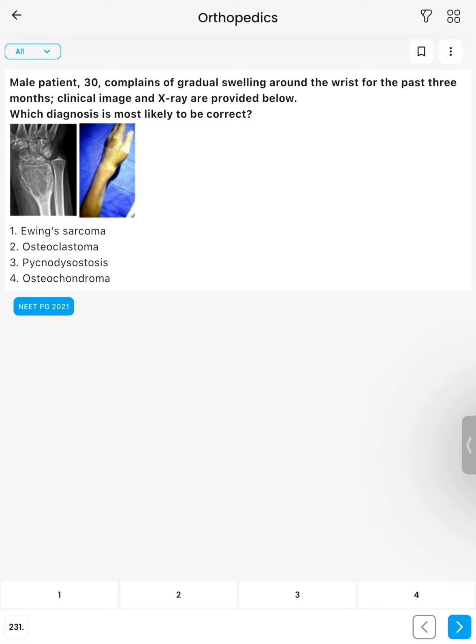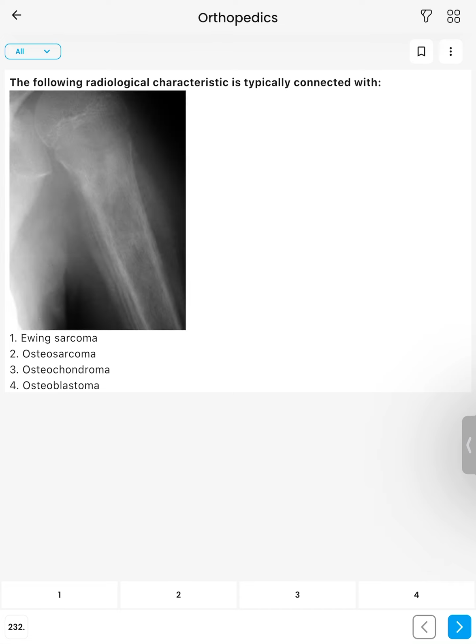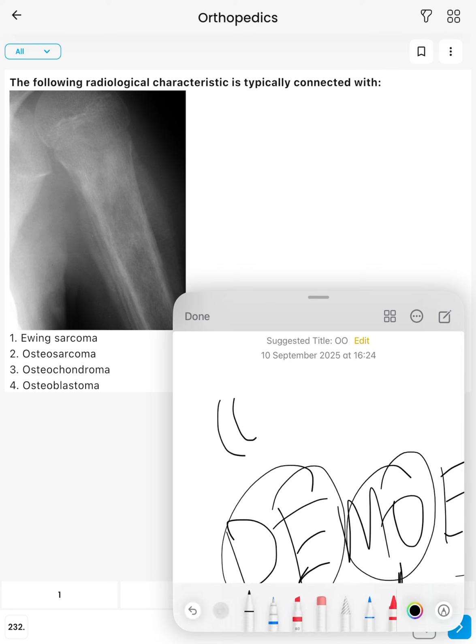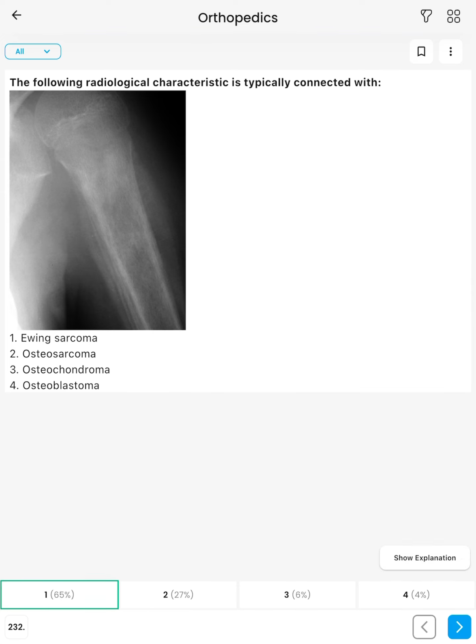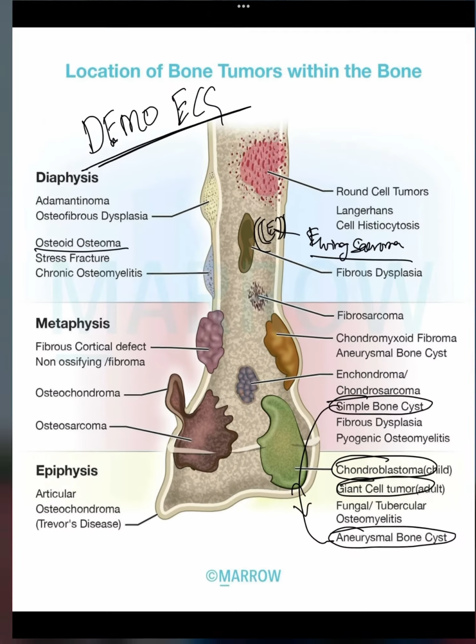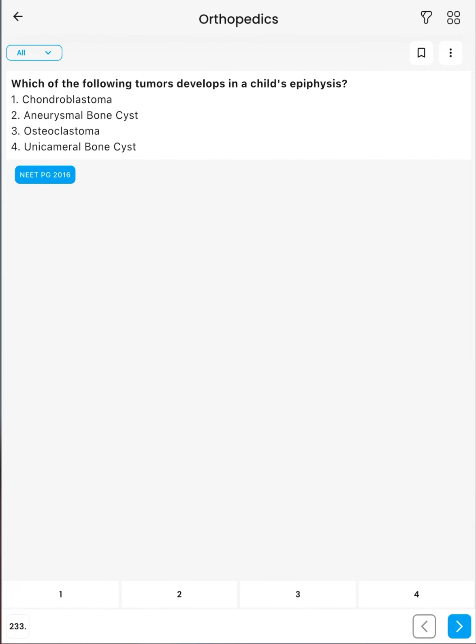Male patient, 30 years old. See again, involving the epiphysis, so it is osteoclastoma. Following radiology, see, you can see the onion-like appearance around the bone, so it is nothing but Ewing sarcoma. Tumor develops in the child's epiphysis. You can guess by this, ECG. So which is involving C.